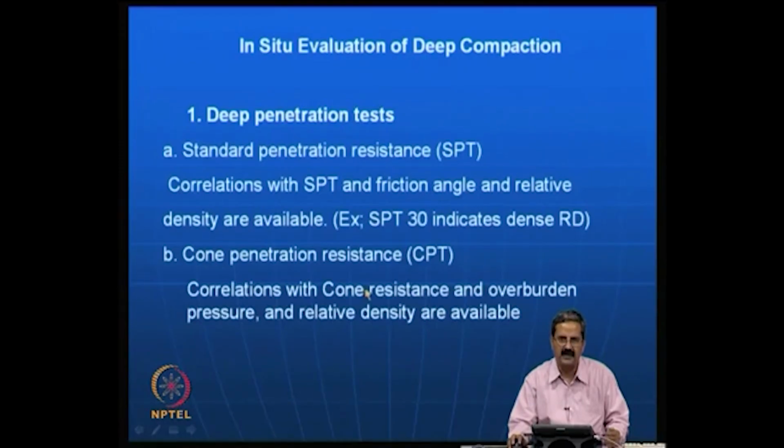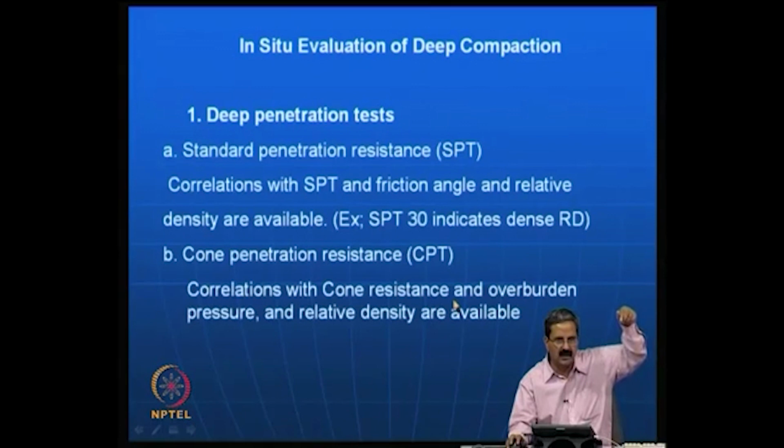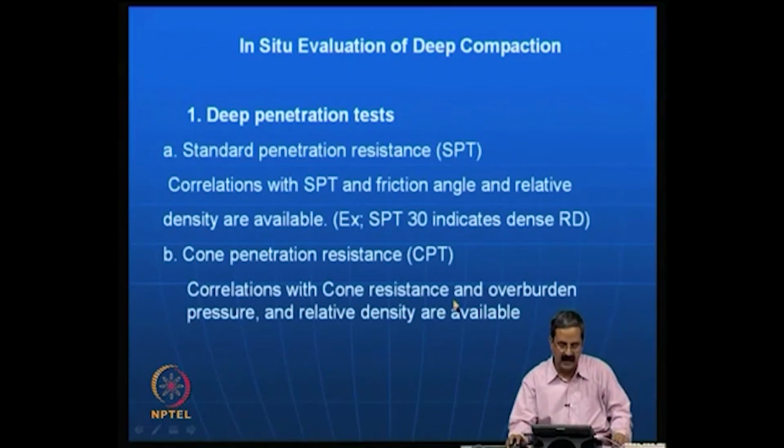Now you also have the cone penetration resistance, which we call the CPT test, and here again we have correlations with cone resistance. The cone continuously drives into the soil, and the advantage is that it gives a continuous record of the skin friction, shaft friction, pore pressure ratio and many other things. In fact, it can even measure seismic wave velocity if you have a proper tip attachment to the cone. So, it is very useful nowadays.